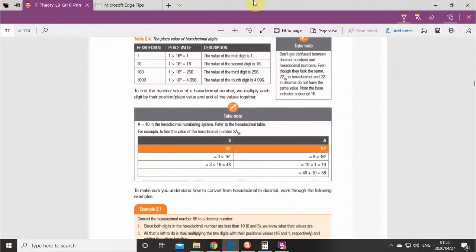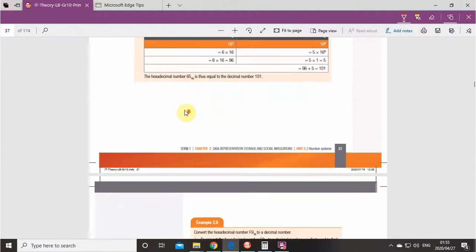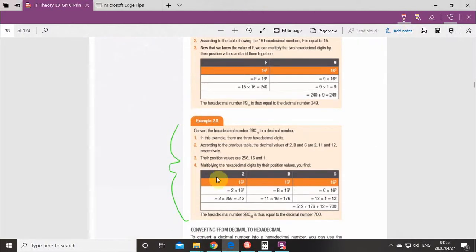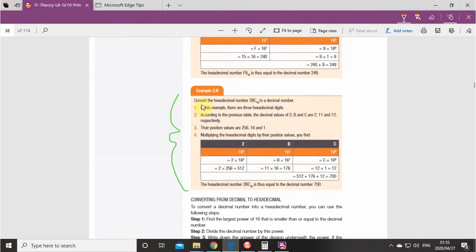Okay, so here they explain again a few ways you can convert. I'm going to stick to this example: converting the hexadecimal number 2BC, which is to the base of 16, to a decimal number. First off, write what you have. So we've got 2, we've got B, we've got C. We need to convert that to a decimal.